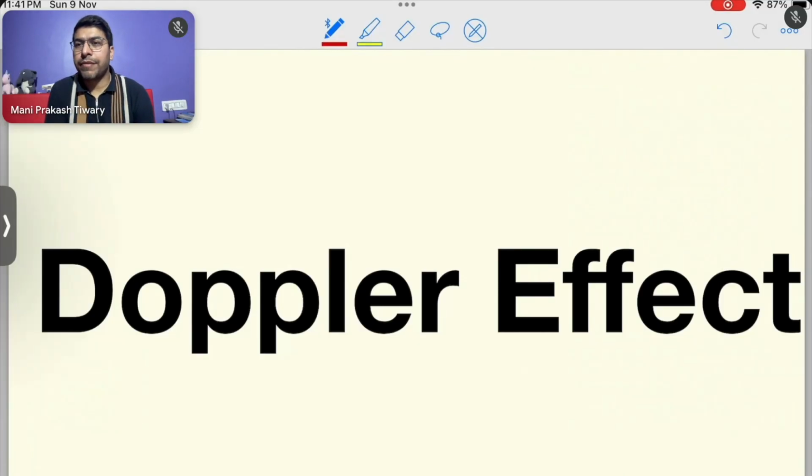Hello students, today we are going to discuss the Doppler effect. In the Doppler effect, we will see, if the observer is moving towards the sound source or the sound source is moving towards the observer, how the apparent frequency of the sound wave will change. Okay. Before that, we have to understand a few basics, right?